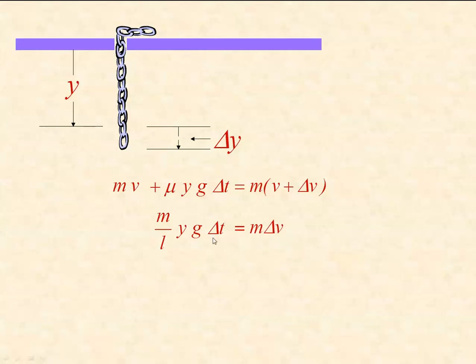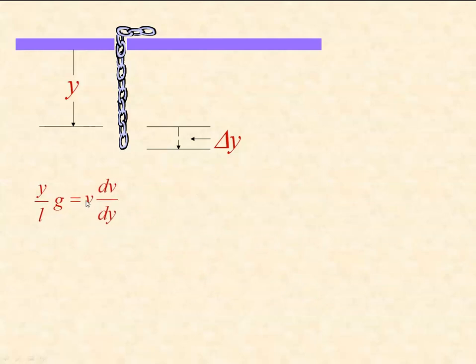So if you divide through by delta t and take the limit as delta t approaches 0, the m's cancel out across here, by the way. So you're going to have y over L times g equal to dv/dt. And remember that dv/dt is the acceleration, which can also be written as v dv/dy. I think you can see how we're going to separate out the variables here to work this one out. We're going to have the dy over here with the y and the g over L and integrate that out.